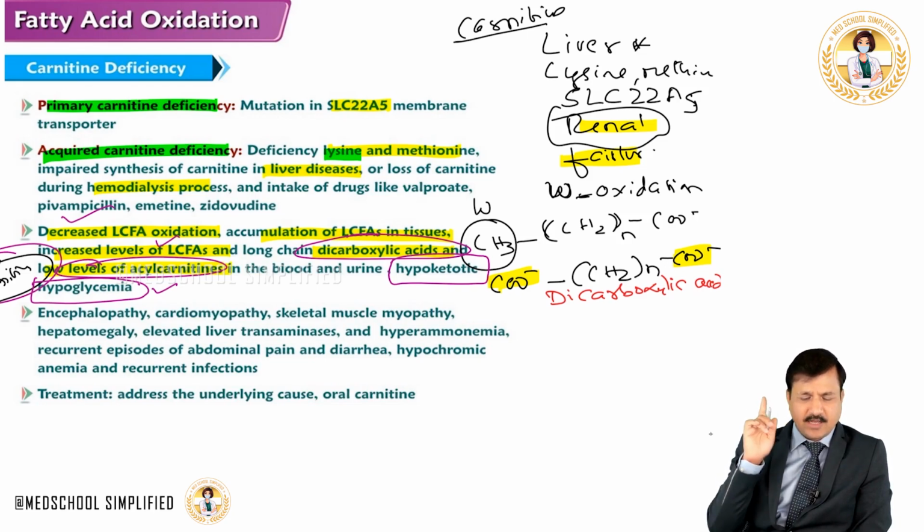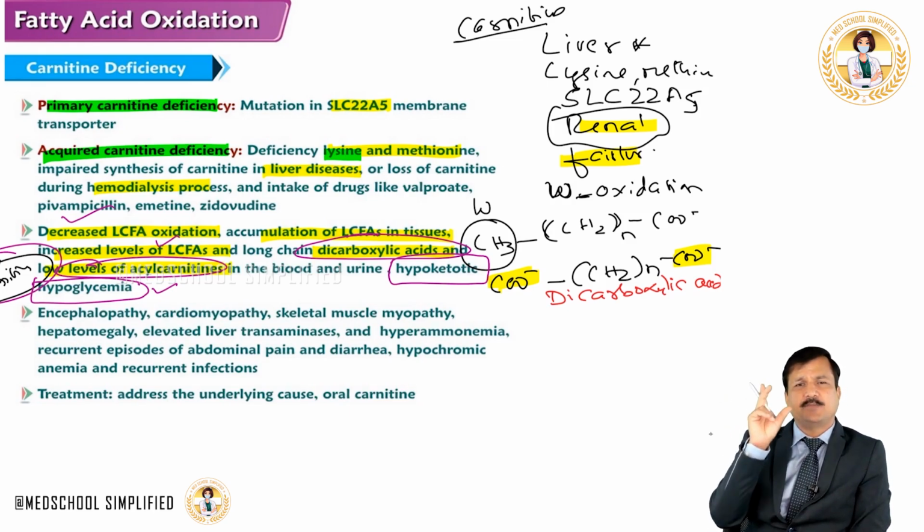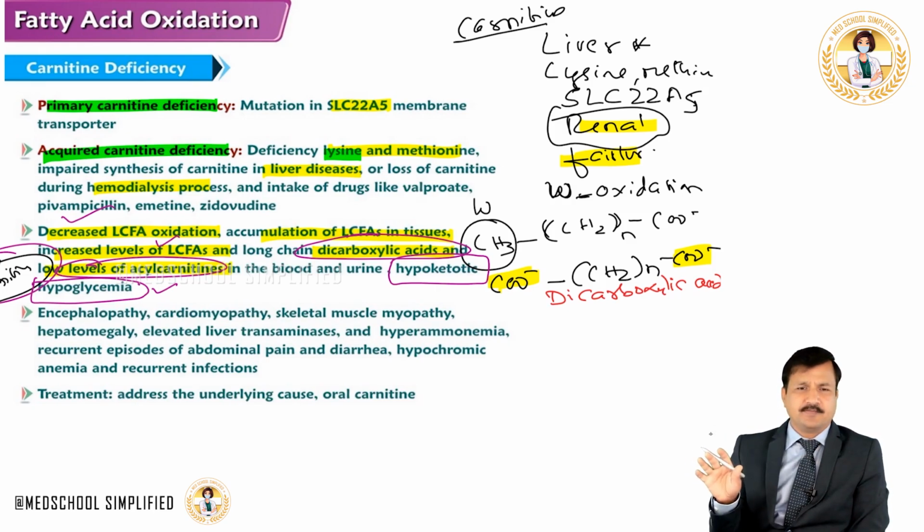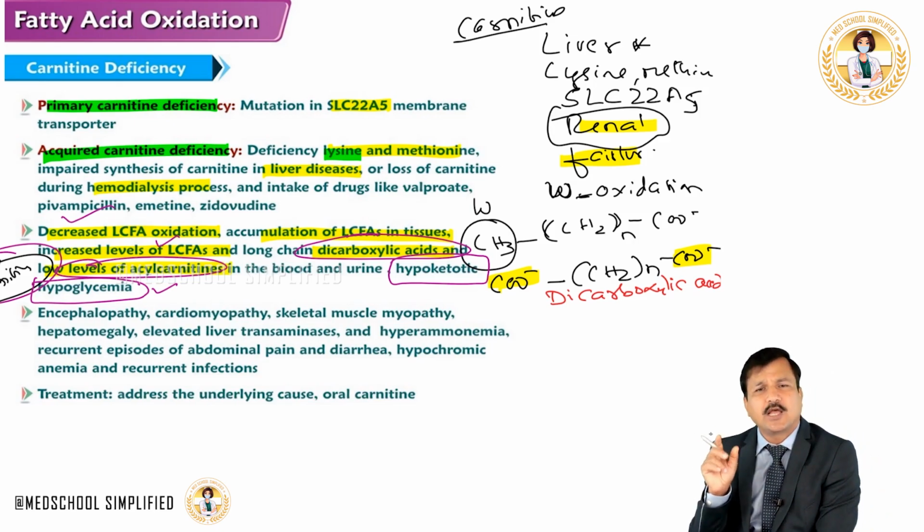Hypoketotic hypoglycemia is one of the common signs that you are looking for in carnitine deficiency, CPT1 deficiency, CPT2 deficiency and defects in beta oxidation. All of them. Make sure you remember, these patients will show hypoketotic hypoglycemia.